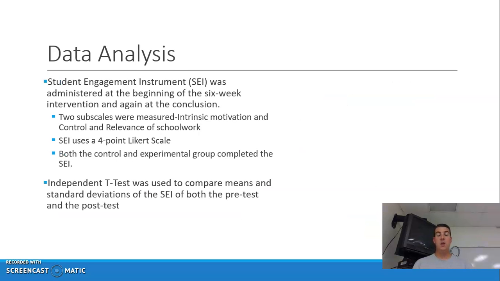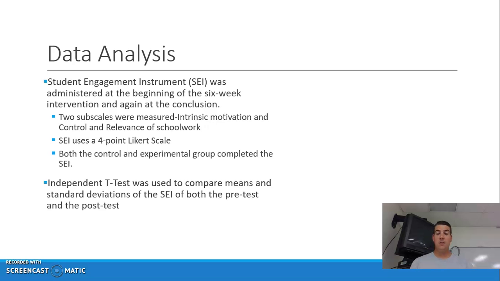Data analysis. The Student Engagement Instrument was administered at the beginning of the 6-week intervention and again at the conclusion. Both the control and experimental group received the same Student Engagement Instrument, with only questions pertaining to the 2 subscales of intrinsic motivation and control and relevance of schoolwork. The SEI uses a 4-point scale ranging from strongly disagree to agree, or strongly agree as the students' choices.